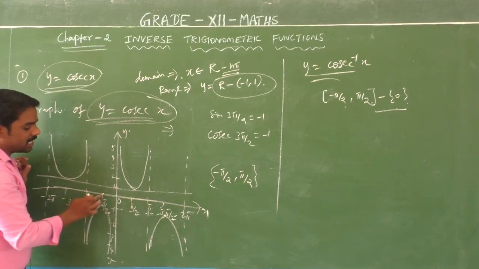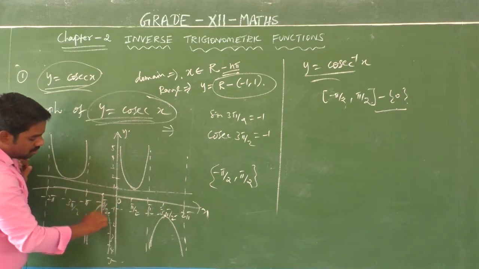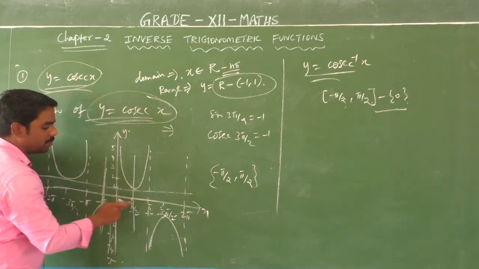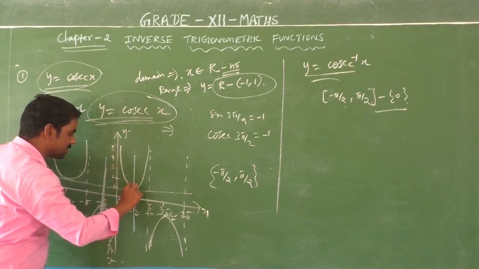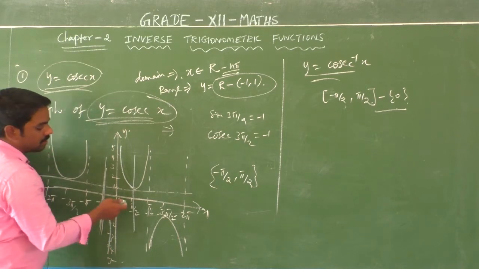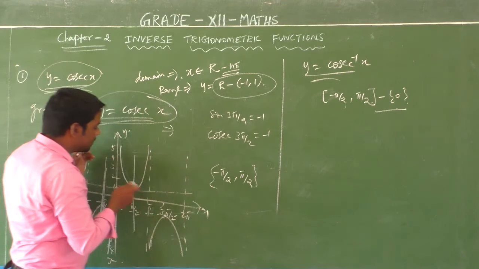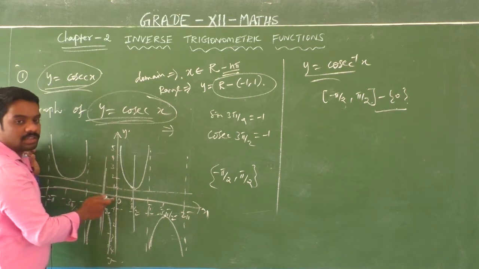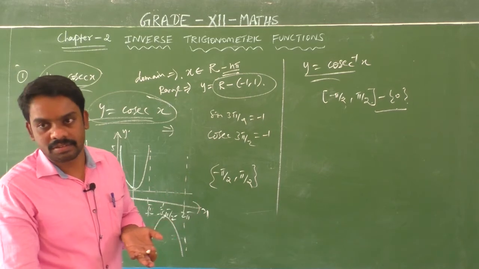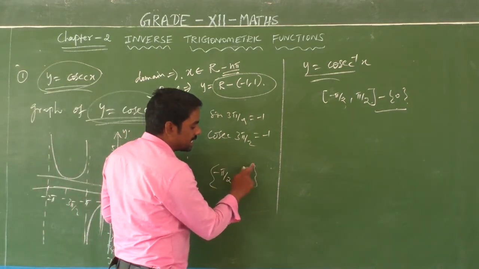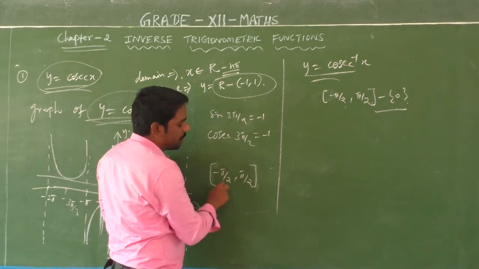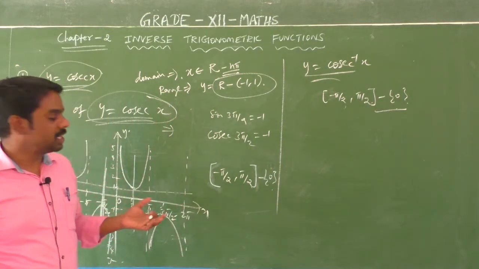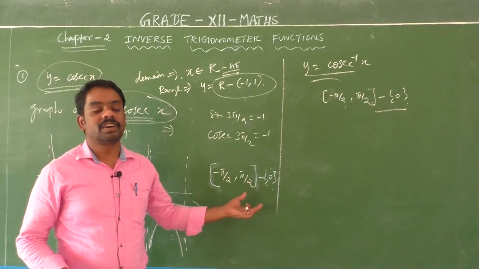So this curve exists between minus pi by 2 and plus pi by 2. This curve, y equal to cosecant x for x belongs to minus pi by 2 comma plus pi by 2, does not touch at x equal to 0. This curve does not meet at x equal to 0. That means at x equal to 0 this curve does not exist. So minus pi by 2 comma plus pi by 2 except 0. This curve exists between minus pi by 2 and plus pi by 2 but does not exist at x equal to 0.